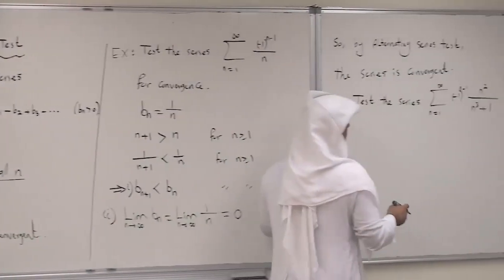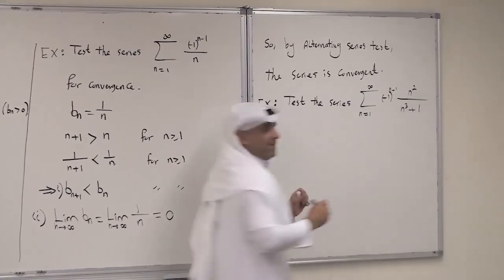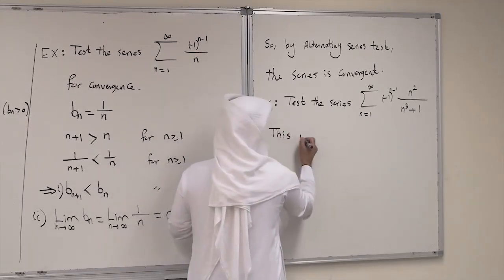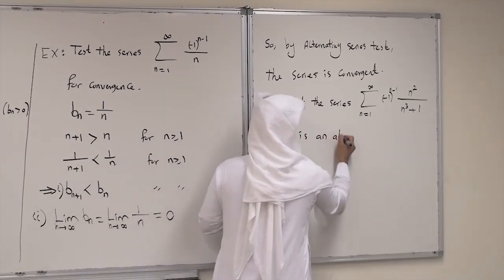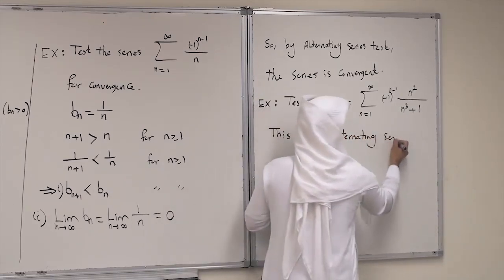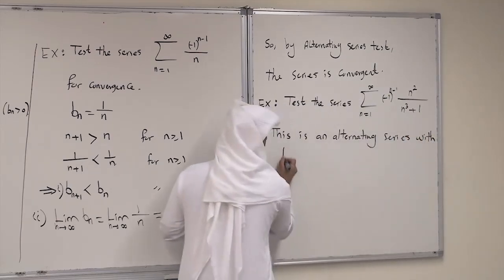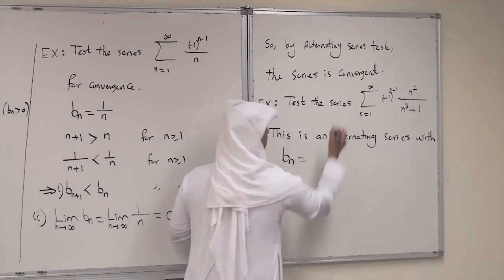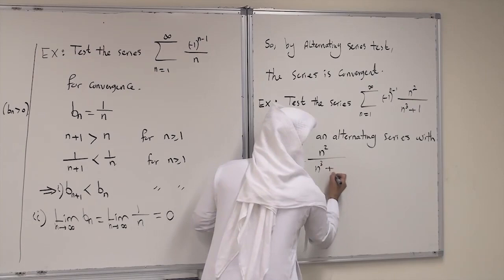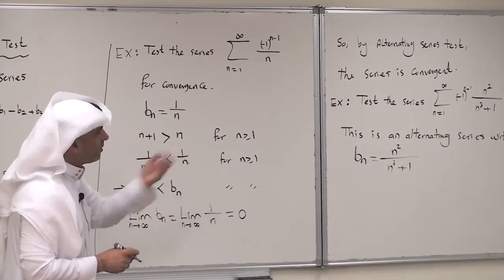Okay, first of all, we need to observe this is an alternating series. So we can apply this test with the following. It is an alternating series with Bn defined by n squared over n cubed plus 1. That is the formula for Bn.